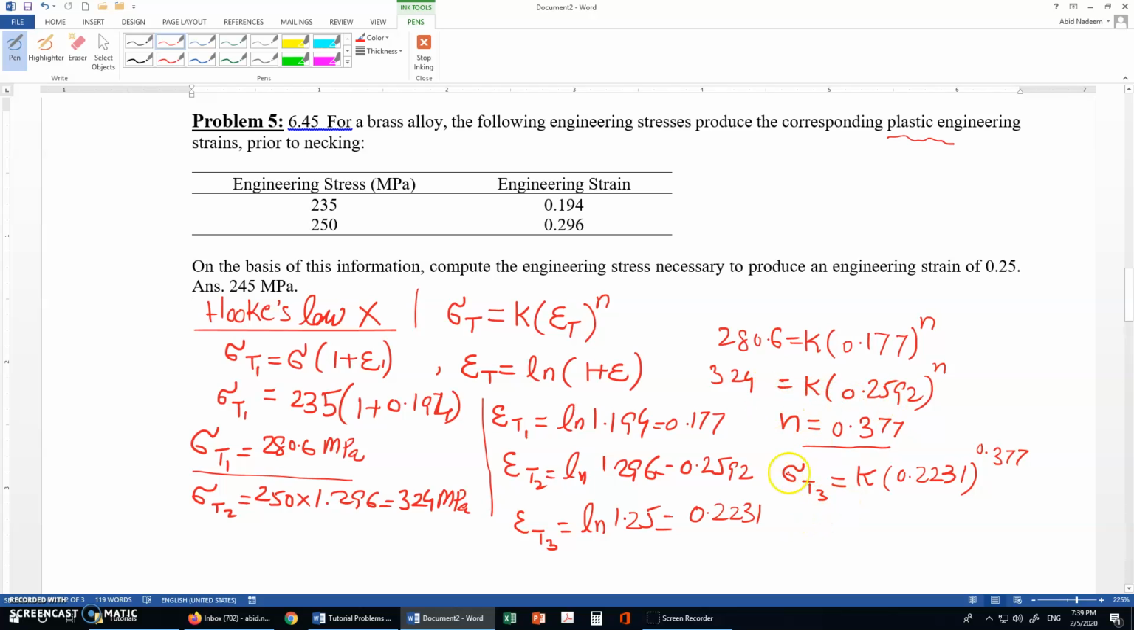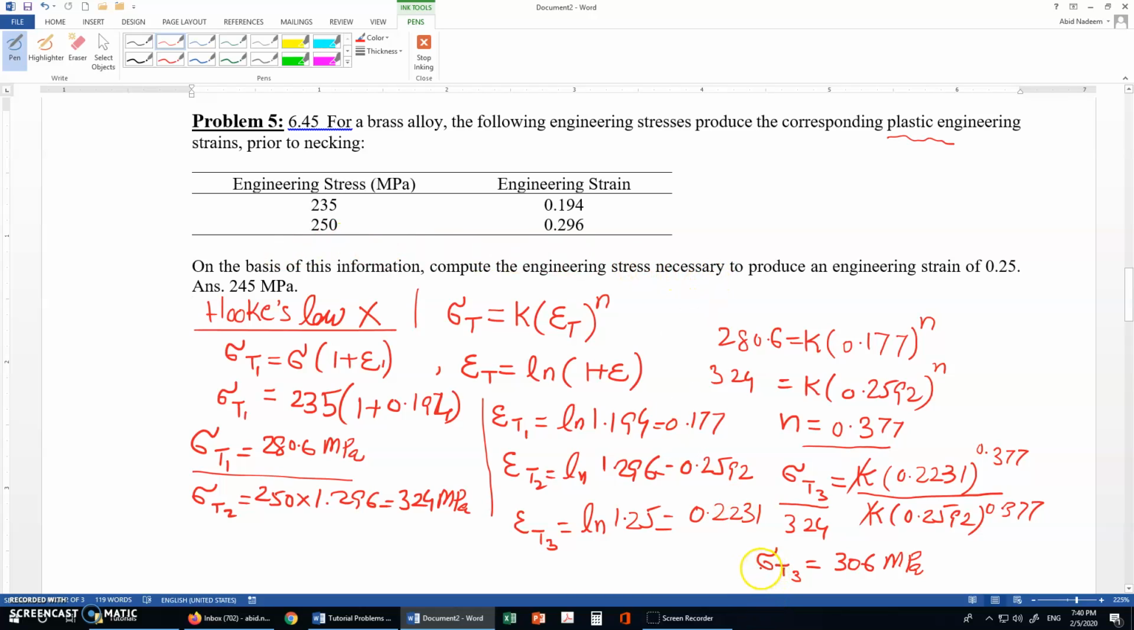I can take this equation and divide it by the second equation, which is 324 equal to K times 0.2592 to the power 0.377. So K will cancel with K, and the only unknown is sigma T3. Sigma T3 in this case will be equal to 306 megapascal.